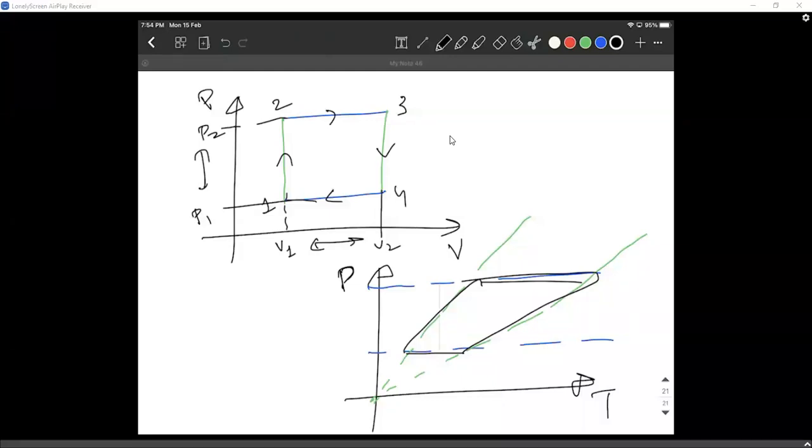I mean, look at the processes clearly. It starts at P1 V1 and then goes to P2 V1, goes to P2 V2 and comes back to P1 V2. So it's easy. It's not that difficult to convert one graph into another graph.